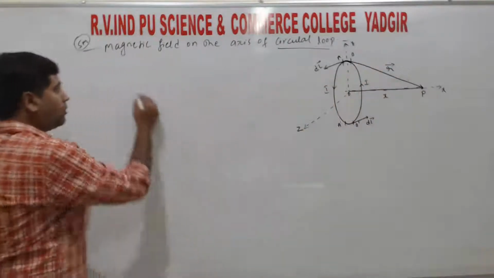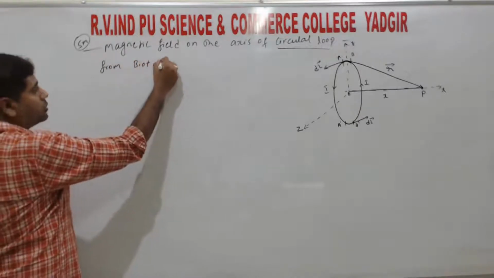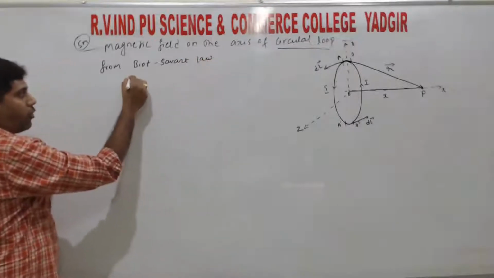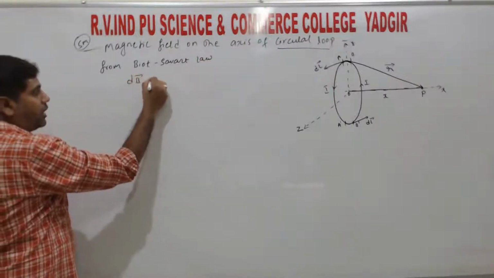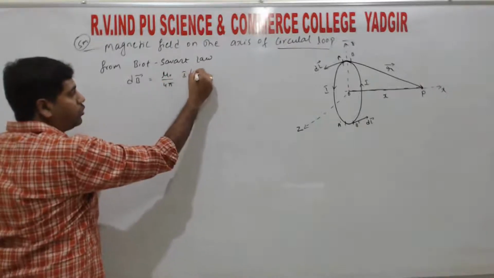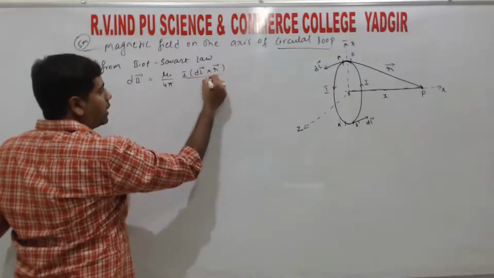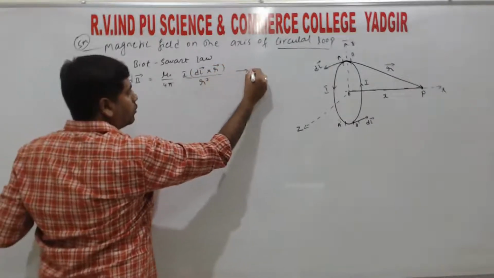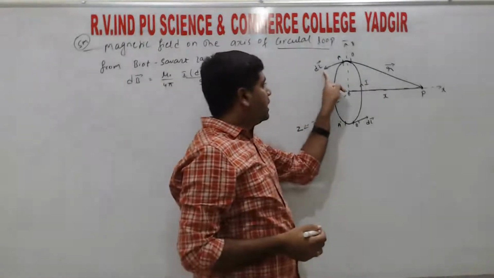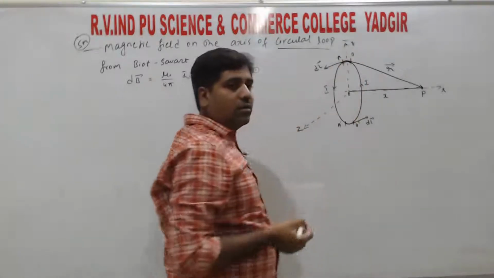So from Biot-Savart law, if we represent it in vector form, vector dB is equal to mu naught by 4 pi I into dl cross r divided by r cube. So calling this the first equation, right? So dl and r, these two are perpendicular to each other, right?